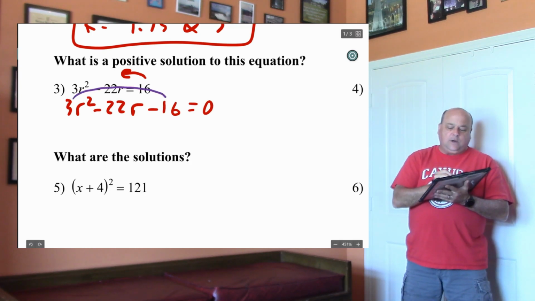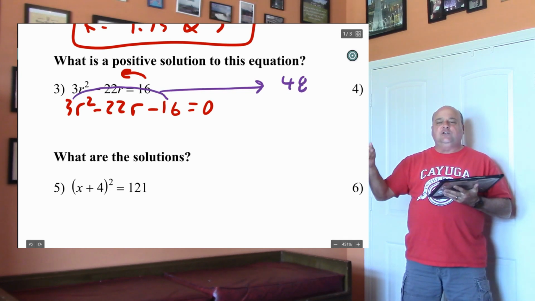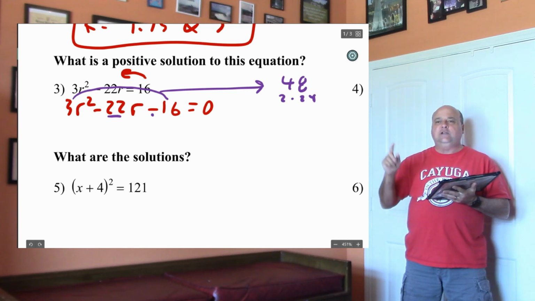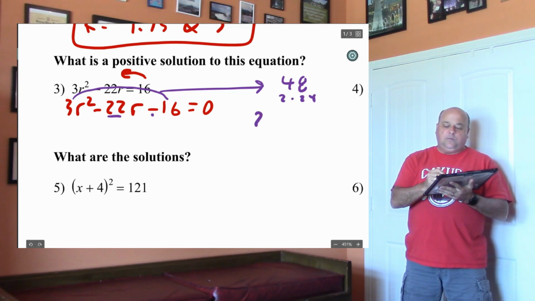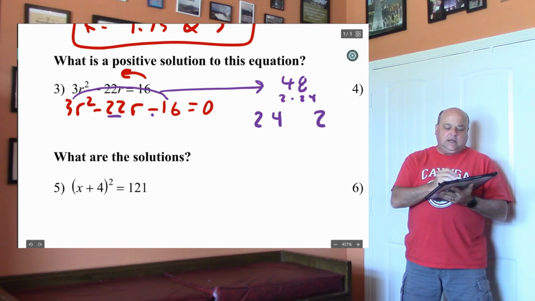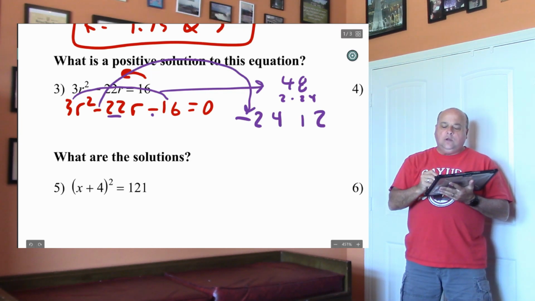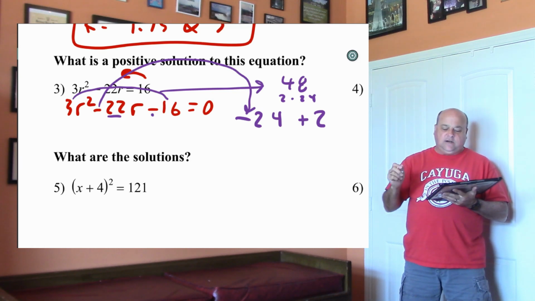I'm going to take the 3 and the 16 and multiply and get 48. My factors of 48, there's a whole bunch of them, but I want to subtract and get 22, and that's going to be 2 times 24. So 2 times 24 is the 48, and subtracts and gives me the 22. I'm going to put the 24 first, the 2 second. The 24 gets that middle sign, doesn't it? What do you do to negative 24 to get to negative 22? You're going to add 2. Negative 24 plus 2 is negative 22.